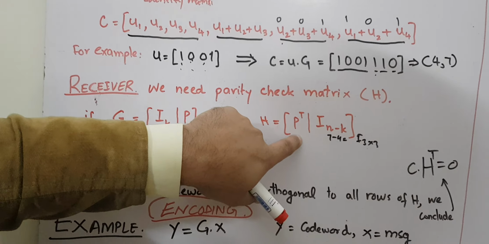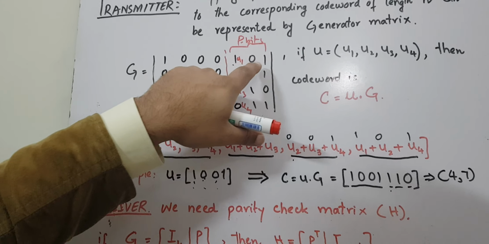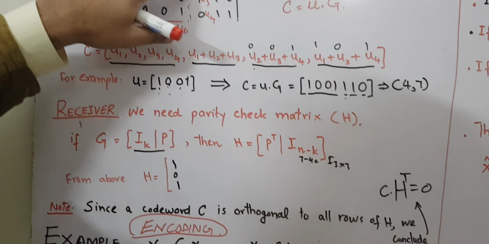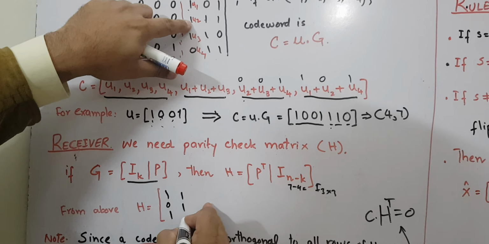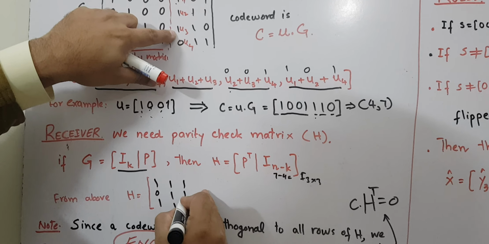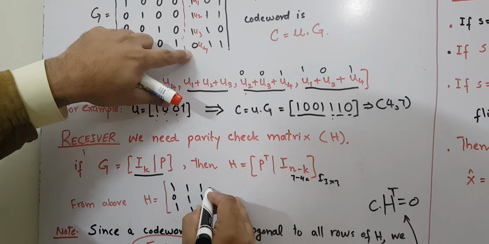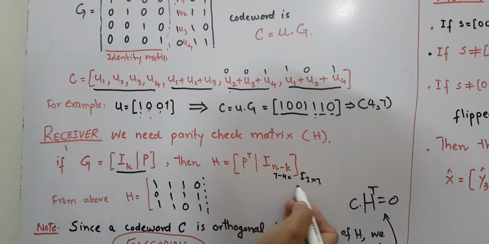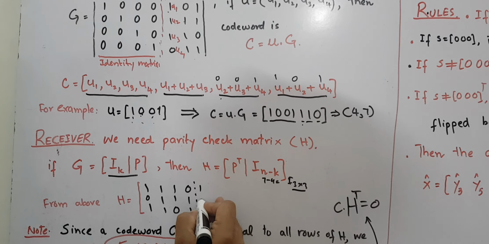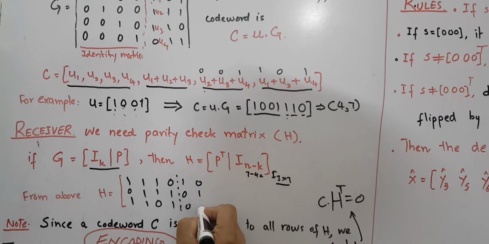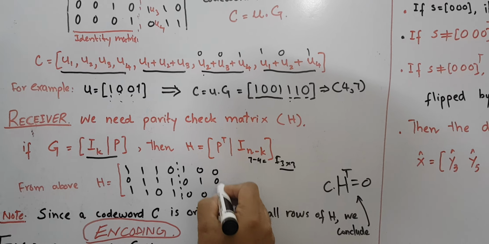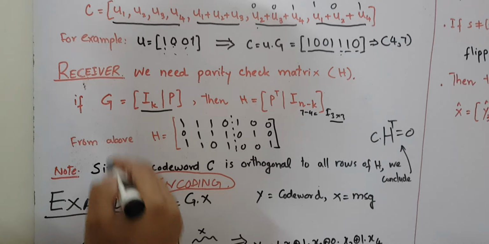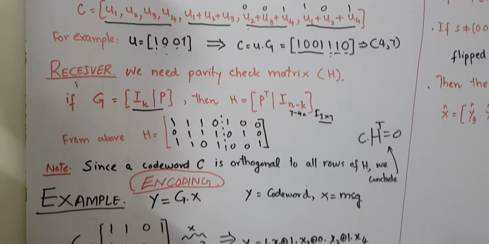Here, first is the P transpose. So what is this? P. We are going to take the transpose of that one. So 1, 0 and then 1. Again 1, 1 and then 1. Again 1, 1 and then 0. Again 0, 1 and then 1. And then the other one is the identity matrix, that is 3 by 3. So 1, 0, 0, 0, 1, 0, 0, 0 and then 1. So that is the generation of the parity check matrix if your generator matrix is given in this format.